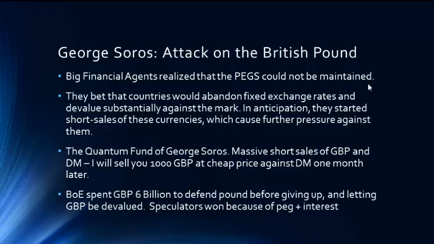So what Soros did was to start short sales of the British pound against the Deutschmark. A short sale is when you agree to sell something at a future date. So you can say that one month from now, I will sell you 1,000 pounds at a cheap price against the Deutschmark. Currently, suppose they are trading 1 for 1. It was, I think, 4 to 1 actually.